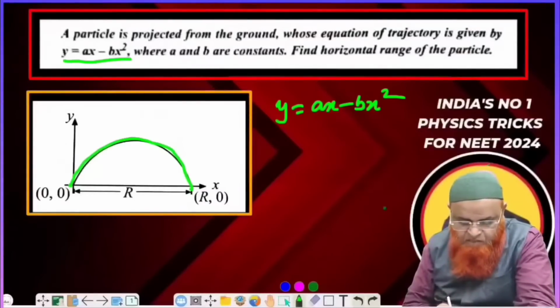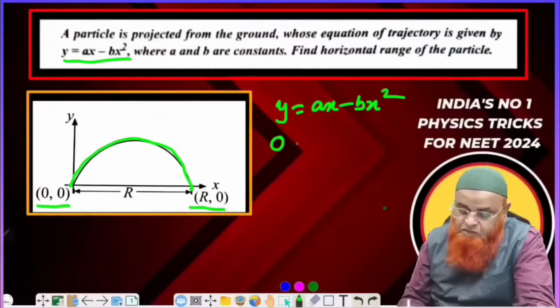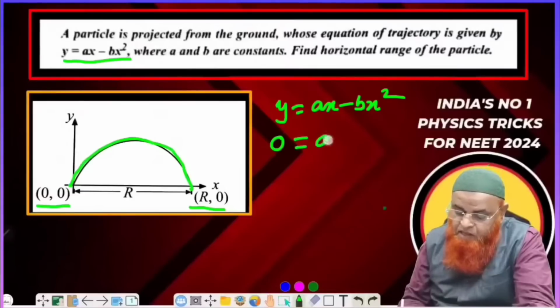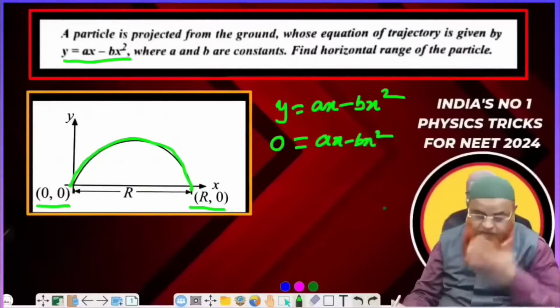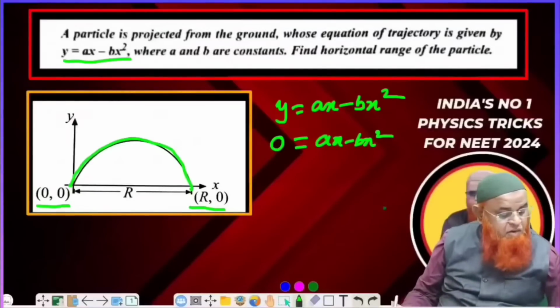So I have taken the coordinate system 0, 0 and R, 0. I can take y is equal to 0 here. Okay, so I have taken y is equal to 0. Then what is going to happen now? We have ax minus bx square. When you get this, you have to find out the range here. So how are you going to find the range?